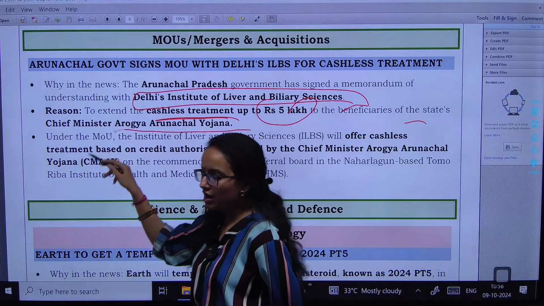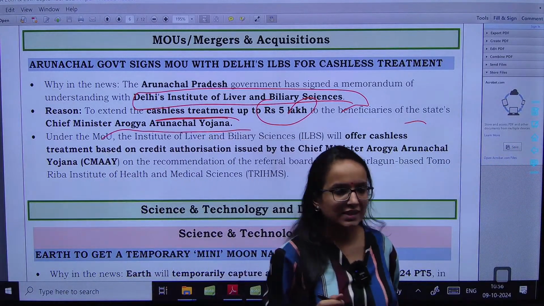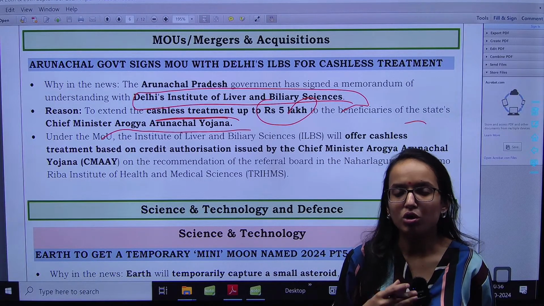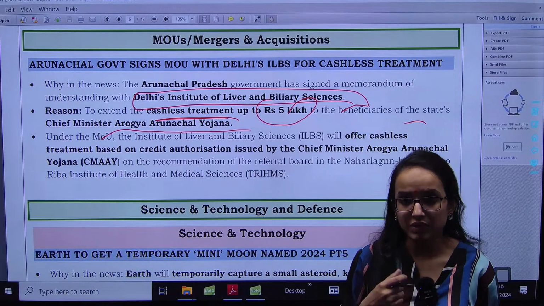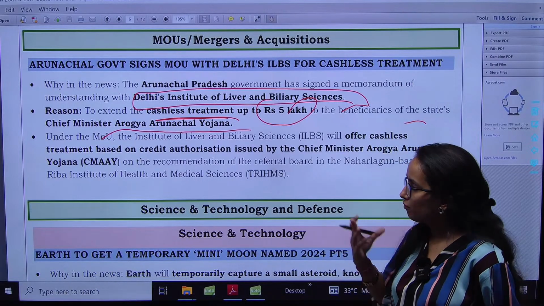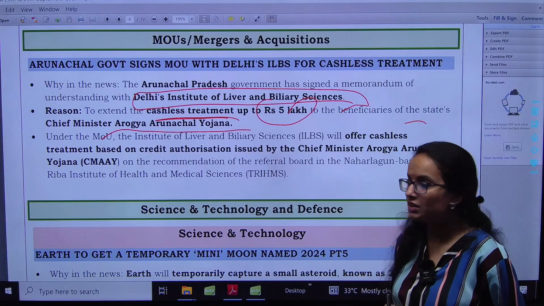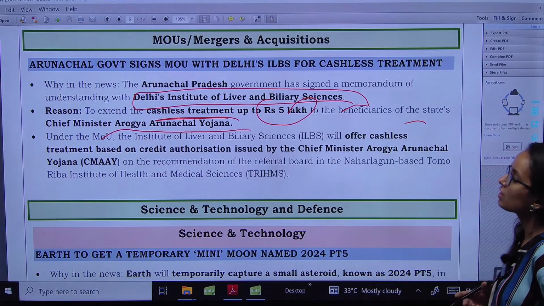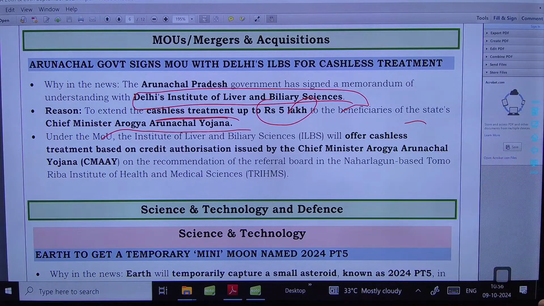So like you have central level schemes, these state level schemes, they want all the beneficiaries to get benefit out of the cashless medical treatments, which will be provided by this institute after the MOU for all the beneficiaries of Arunachal Pradesh's Chief Minister Arogya Arunachal Yojana. So up to 5 lakh rupees cashless treatment will be there.